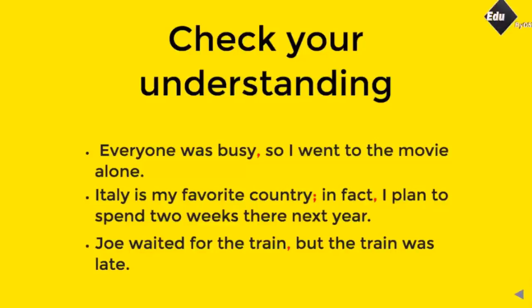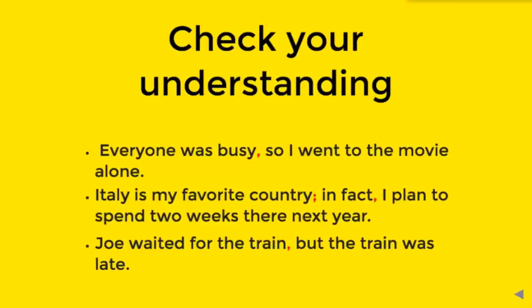Everyone was busy, so I went to the movie alone. In this first sentence, so is a conjunction, so we did use a comma in front of that. In the second example, Italy is my favorite country is an independent clause. I plan to spend 2 weeks there next year is another independent clause, and we have joined that by using a transition word, in fact. So a semicolon, transition word, and a comma after that.